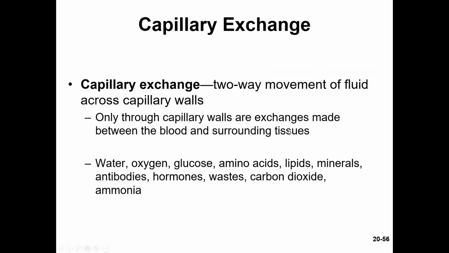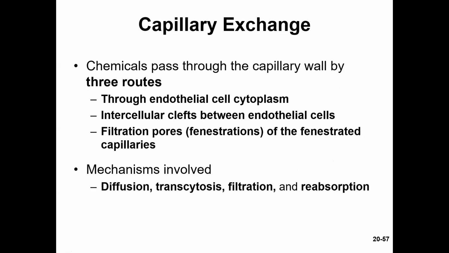So in capillary exchange, it's a two-way movement of fluid across capillary walls. Only through capillary walls are exchanges made between the blood and the surrounding tissues. Water, oxygen, glucose, amino acids, lipids, minerals, antibodies, hormones, wastes, carbon dioxide, and ammonia will be exchanged at this level. Chemicals pass through the capillary wall by three routes: through the endothelial cell cytoplasm, through the intercellular clefts between the endothelial cells, and the filtration pores or fenestrations of the fenestrated capillaries.